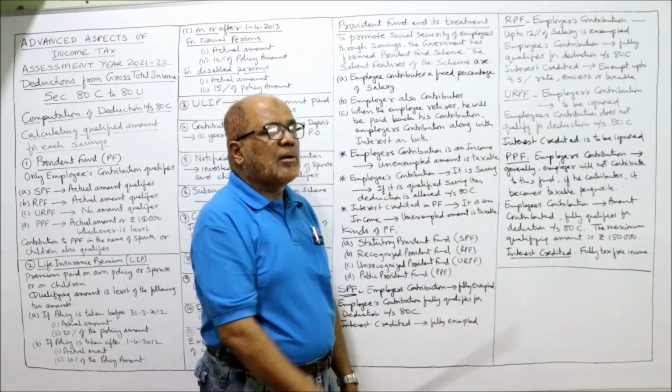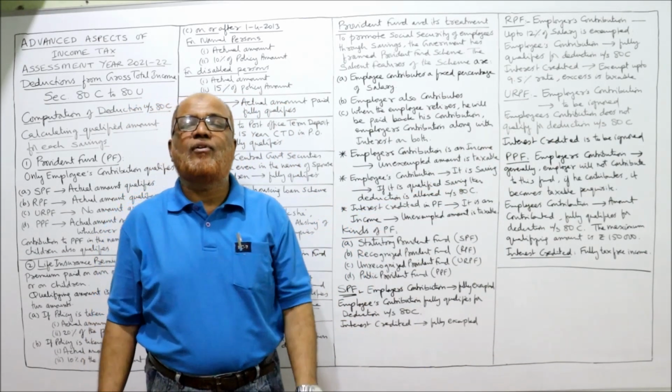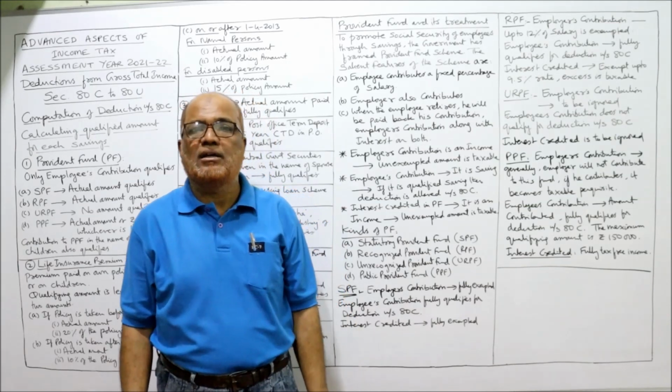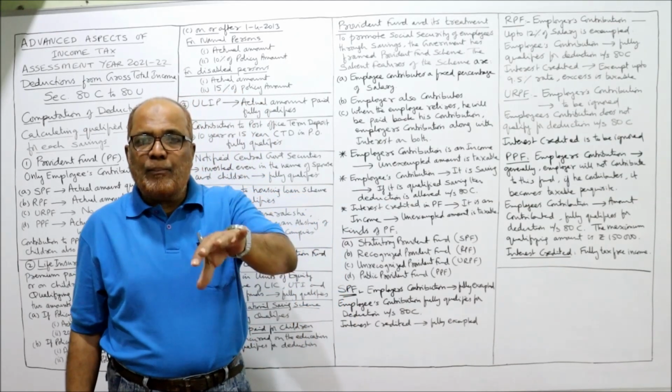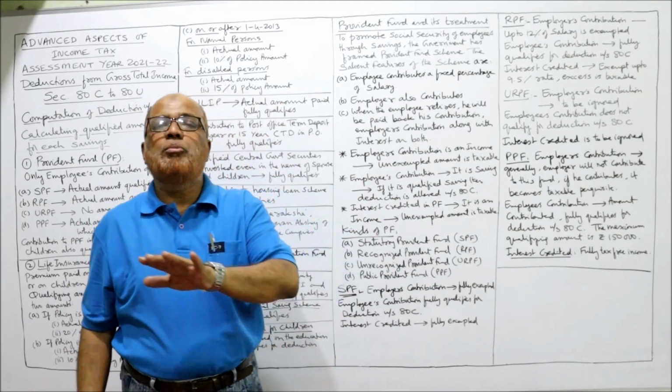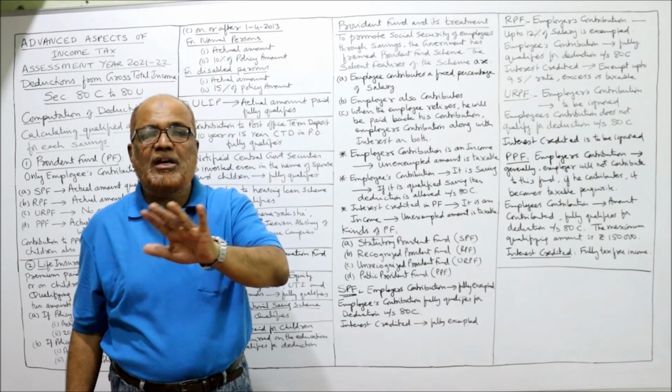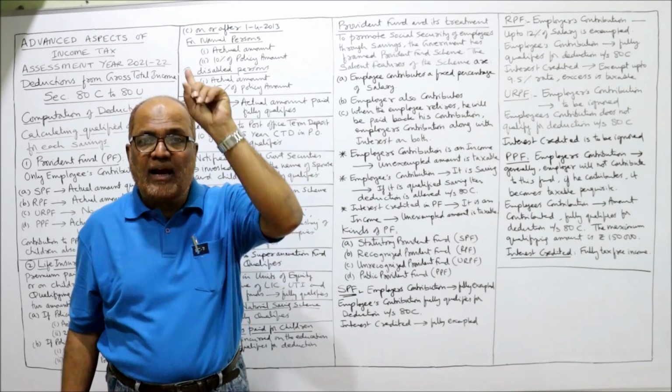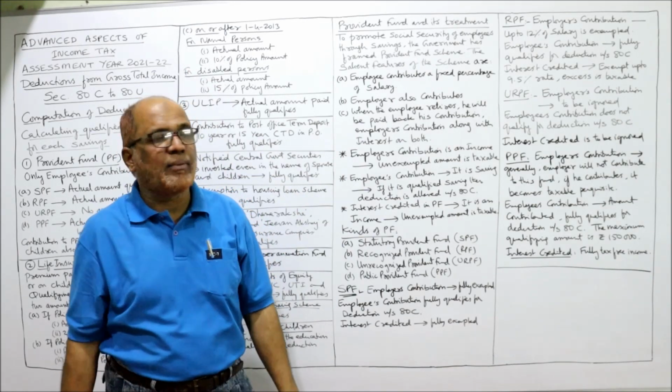Then employee's contribution does not qualify for deduction under Section 80C. URPF. Employee contribution to URPF does not qualify. Interest credited should be ignored. Ignoring does not mean it is tax-free. It will be taxable at the time of getting back the money on retirement.